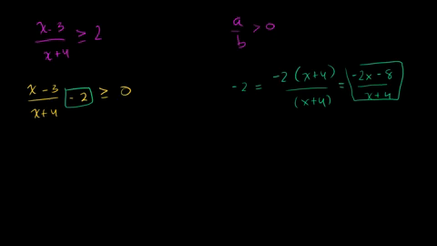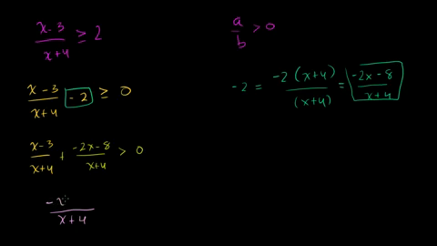So if we write it that way, I have x minus 3 over x plus 4. I wrote it that way so I have a common denominator, plus minus 2x minus 8 over x plus 4 is greater than 0. I have a common denominator. That was my whole point of doing this. And so I have a denominator of x plus 4. When you add these two things, you get x minus 2x, that's minus x. And then you have minus 3 minus 8, that's minus 11.